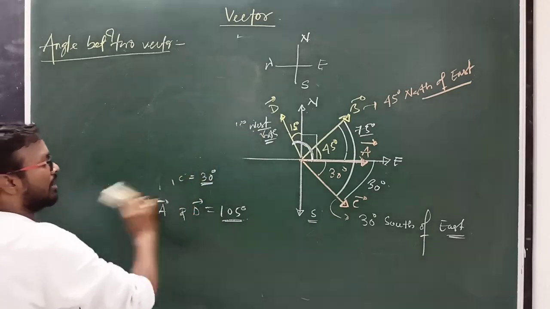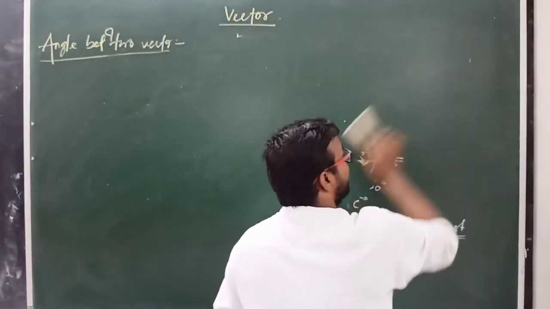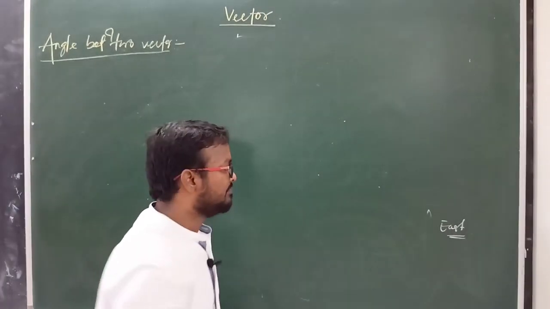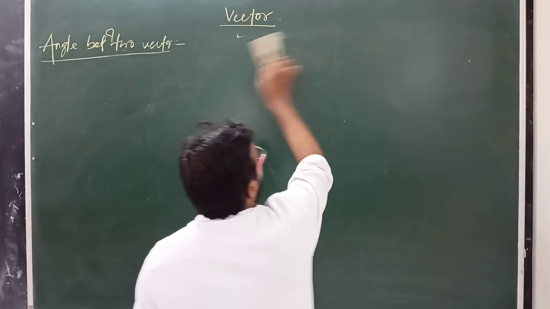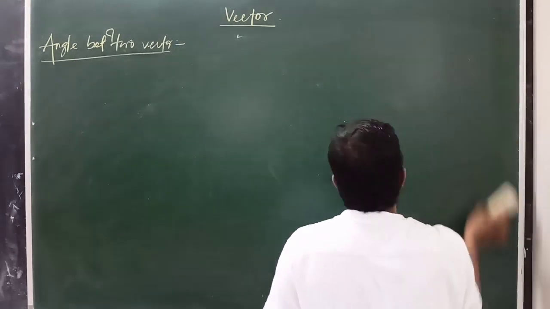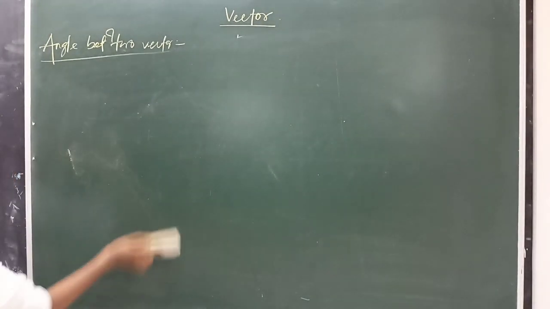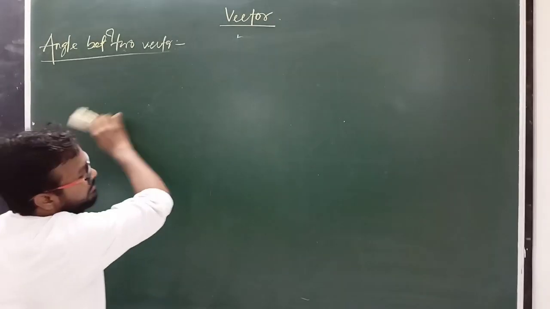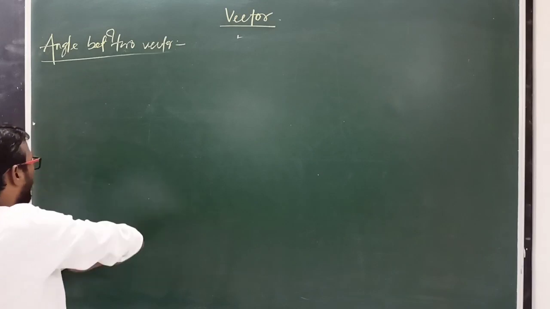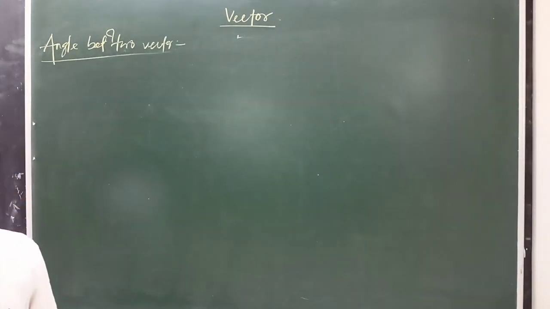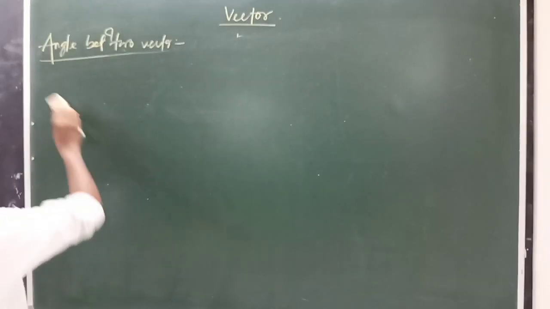So first thing you have to remember here, first join their tail to tail and consider the smaller angle between A vector and B vector, or consider the smaller angle between two vectors, and this theta always varies from 0 to 180 degree. It may be 0 degree or it may be 180 degree, but the angle should not be greater than 180 degree and less than 0 degree. Clear? This is all about the angle between two vectors.